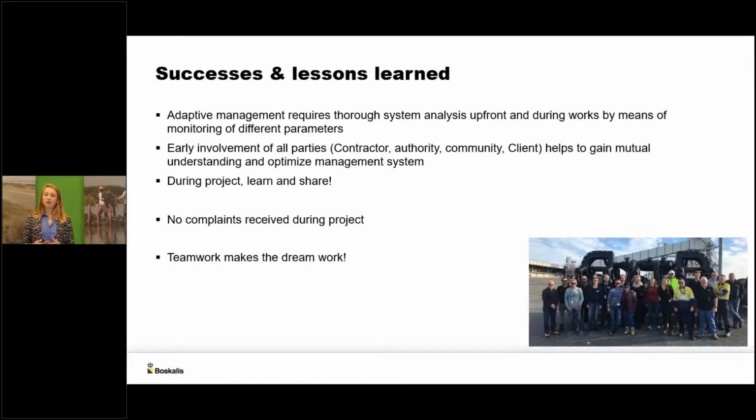So very important during this project was to learn from each other and to share this message with each other. What's also important to note is that the community was very much involved up front. This was a lesson learned from the previous project, and during our project we did not receive any complaints. Furthermore, we need everyone involved to make adaptive management and the project a success.